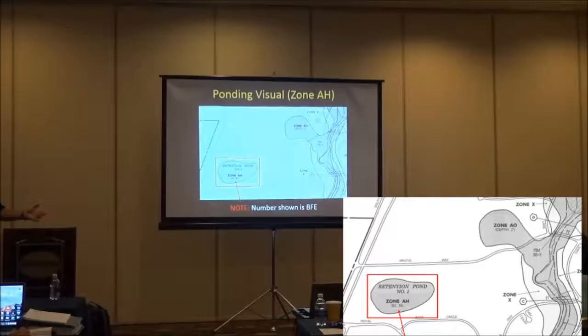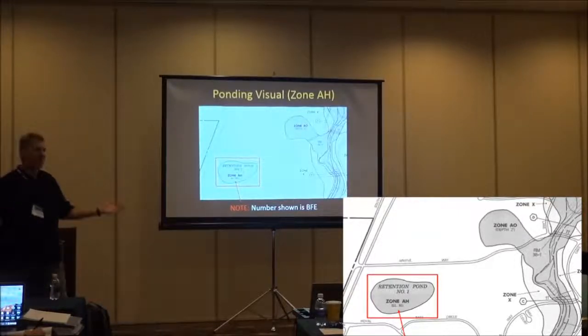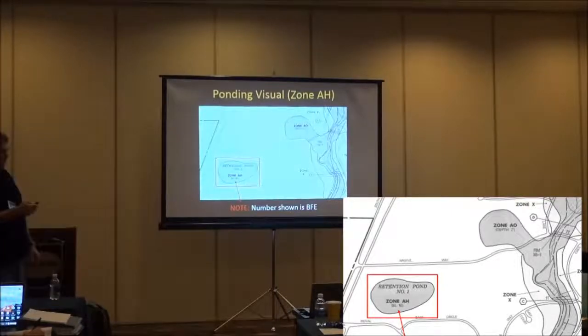On the very same map, panel 38, is our retention pond. Zone AH. What is Zone AH? Ponding. And look at that, it's a retention pond. Wow, this stuff actually works. And what do we have here? We have a number, and that is the BFE. That elevation is our base flood elevation.